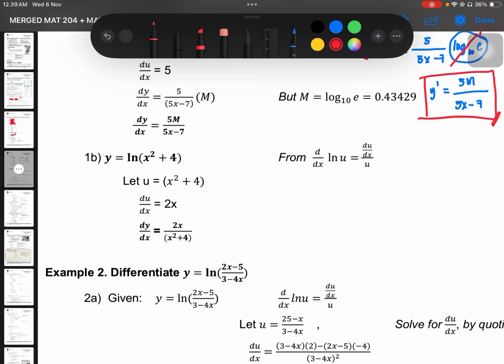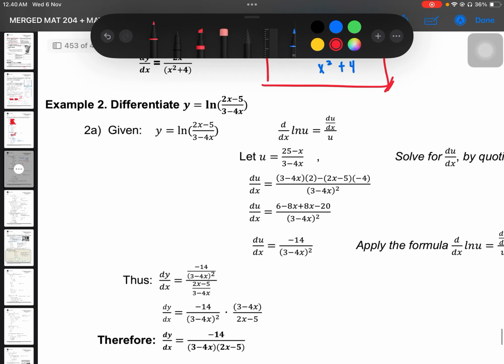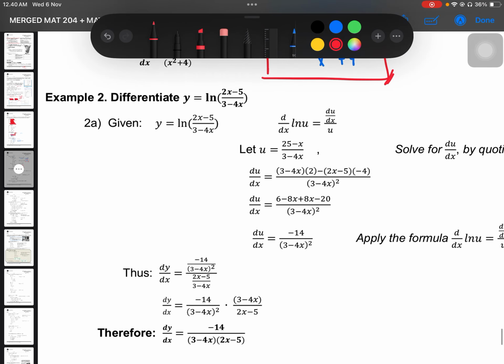Ln of x squared plus 4. At sinasabi ko sa inyo na madali lang. Y is equal to ln of x squared plus 4. So sabi natin, y prime, to get the derivative of u, ano yung u natin? Yung nasa loob ng parentheses. Derivative ng x squared is 2x. Derivative ng 4 is 0. Over, kopyahin mo si u, x squared plus 4. And that will be your final answer. Okay? Next naman natin, this one.